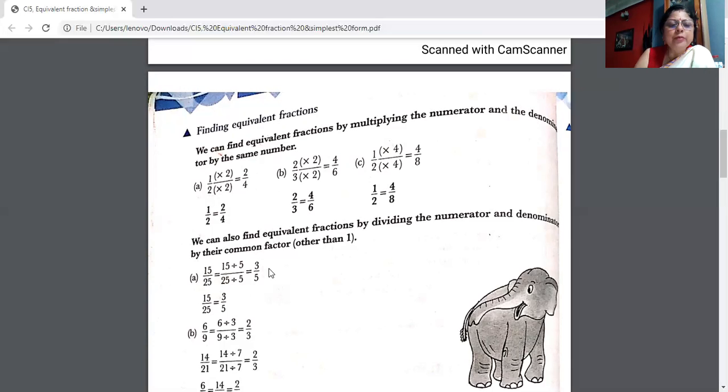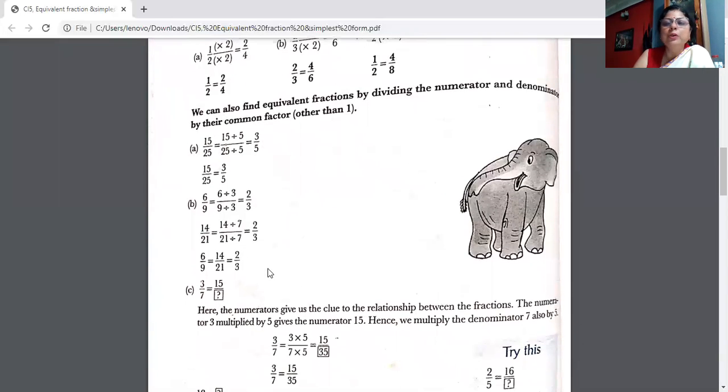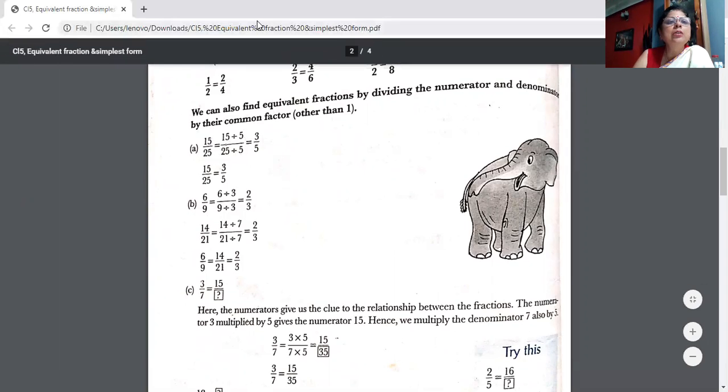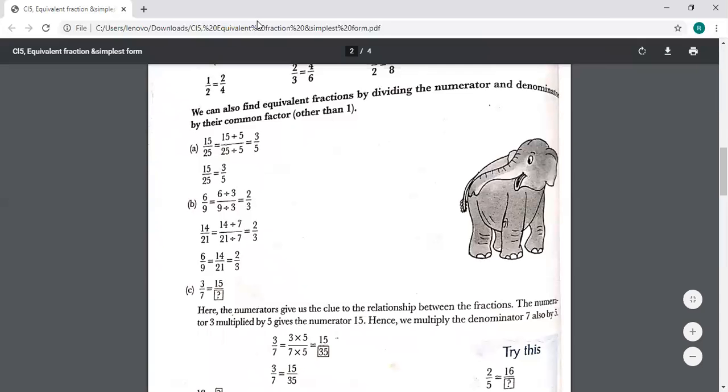Now also by dividing, we can find the equivalent fraction. Now 15 by 25. The common factor here is 5. Of course, 15 is divisible by 3, but 25 is not divisible by 3. So we cannot take this. Is it clear, all of you? So 15 by 25 is equal to 3 by 5. How? Dividing both by 5.